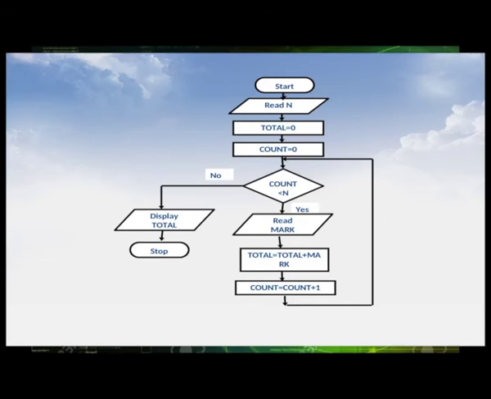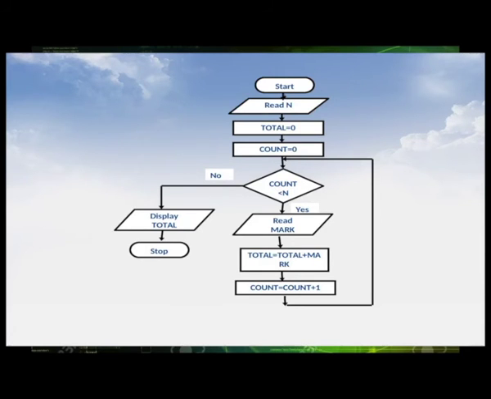If count is less than n, then we read the mark and we find the running total by adding total with mark. Then we are incrementing the count by 1. So this count is incremented to keep track of how many times we have repeated so far. Then again we are checking whether count is less than or equal to n. If it is so, we repeat the process of getting marks, adding them with the total, and incrementing count.